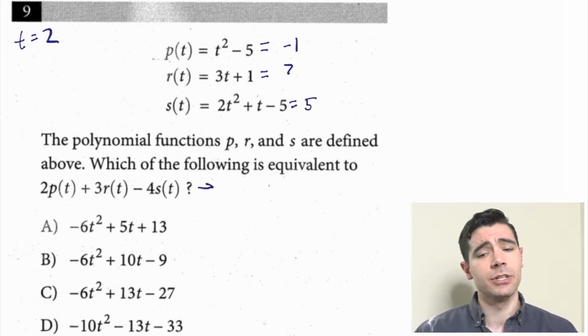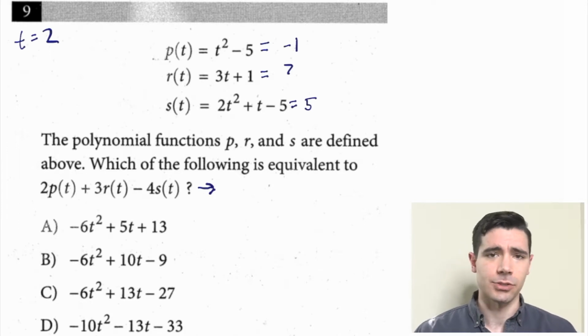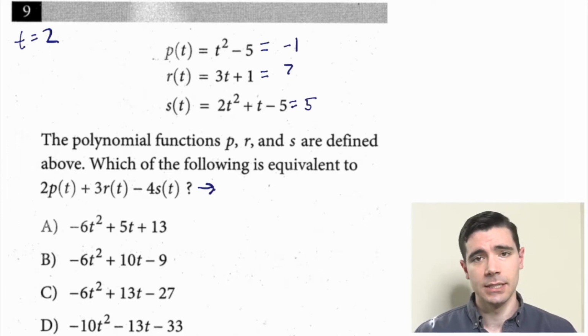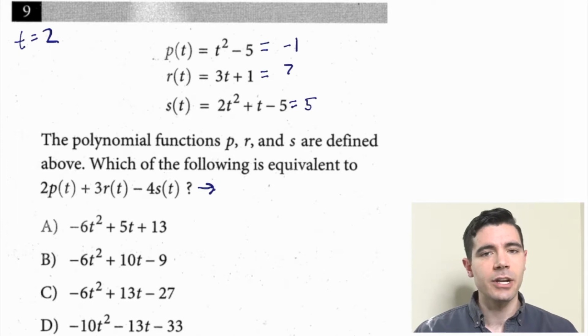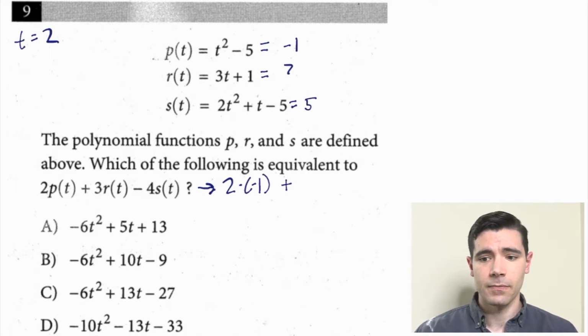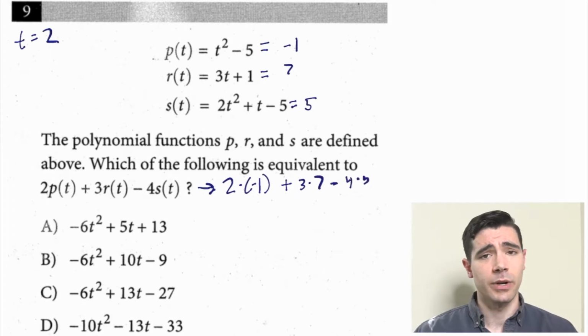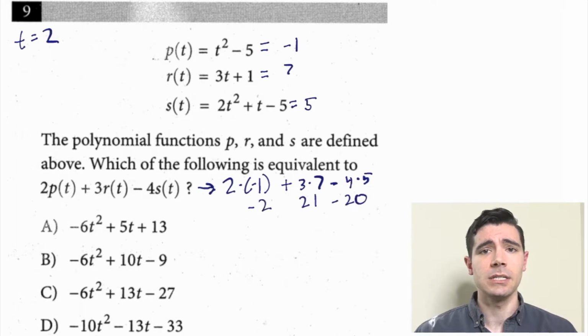And they want to know which of the following is equivalent to 2p of t plus 3r of t minus 4s of t. But if t is 2, then I know what these functions equal. p of t was negative 1, so 2 times that is negative 2. r of t was 7, so 3 times that is 21. And s of 2 was 5, so 4 times that is 20. So I have negative 2 plus 21 minus 20. Negative 2 plus 21 is 19, minus 20 is negative 1. So I'm looking for negative 1.